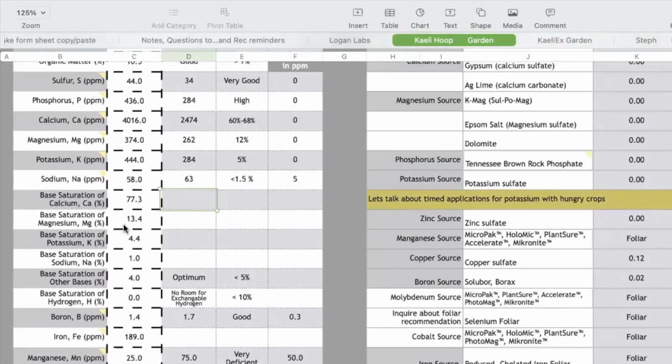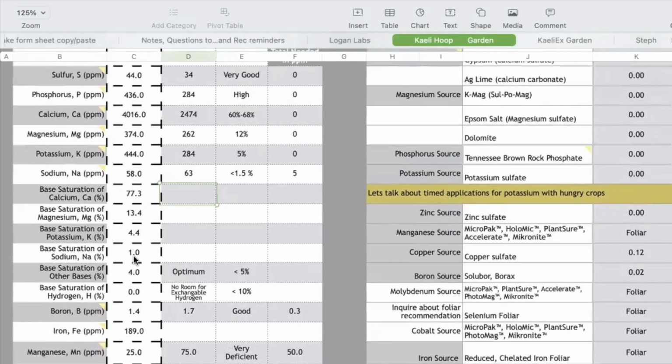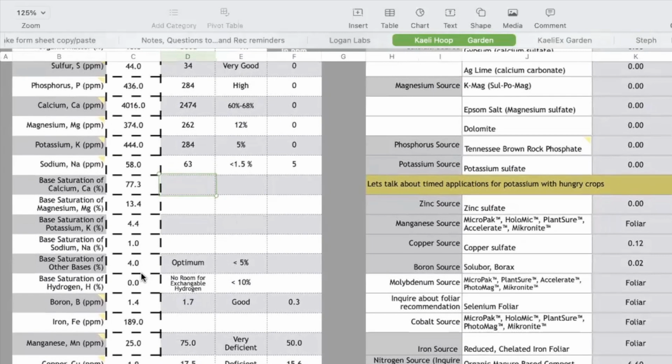This is where we can see the ratios. Ideally, with our soil texture, 68, could be 70% calcium would be ideal. Around 10% magnesium, great. 4% potassium, awesome. 1% sodium, great. Having a little bit of room in there for the other bases is also a great thing.